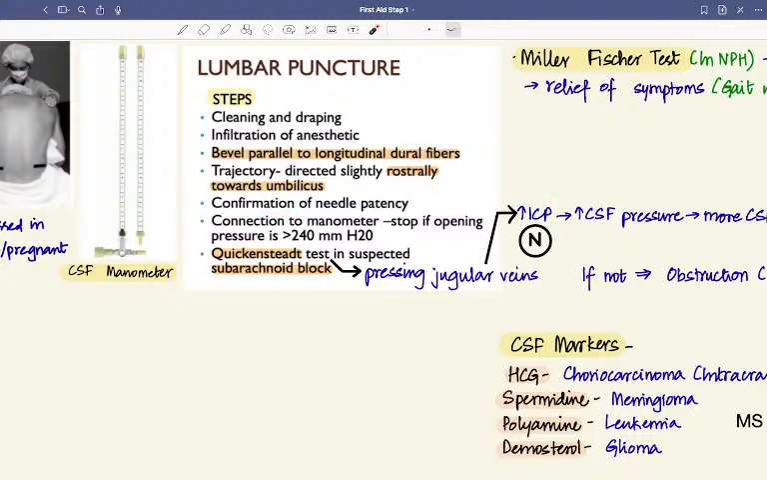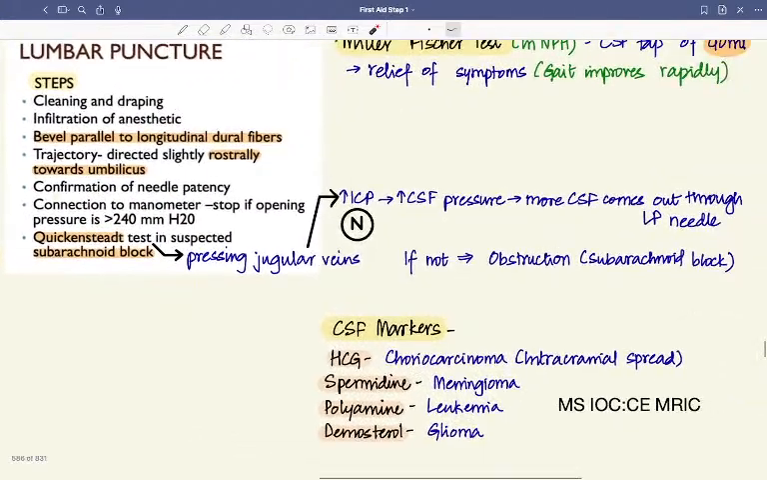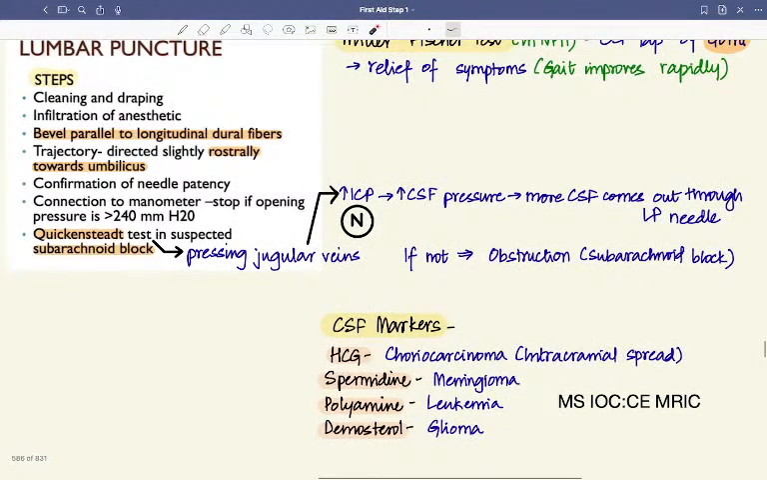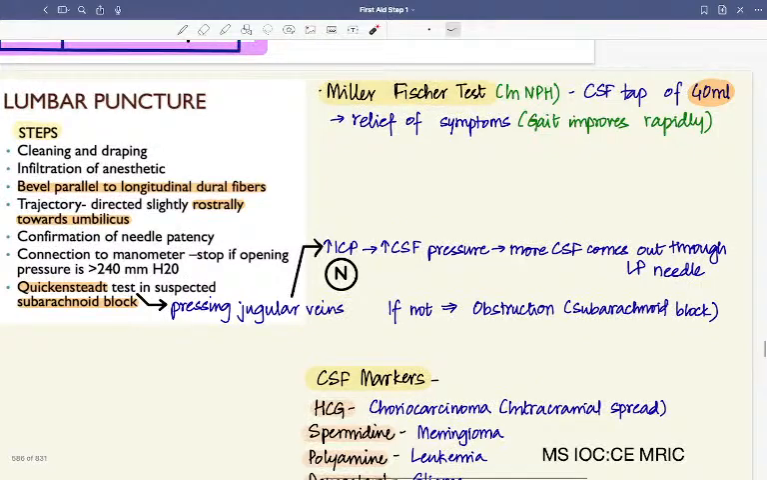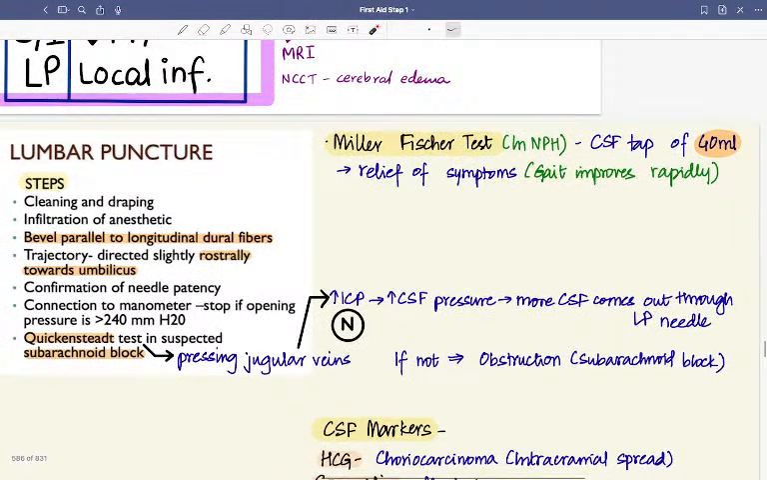Needle patency is confirmed, and connection is made with the manometer stopcock. Opening pressure is more than 240. Queckenstedt test is done if arachnoid block is suspected. On pressing the jugular veins, ICP is raised, and because of that CSF pressure is also raised. More CSF comes out, and if not, then that means there is obstruction. Queckenstedt test is basically for subarachnoid block.